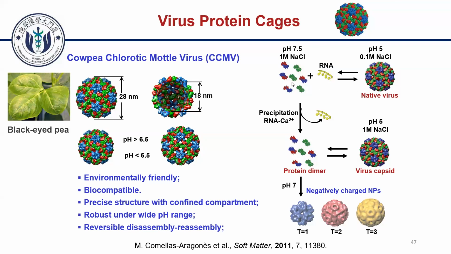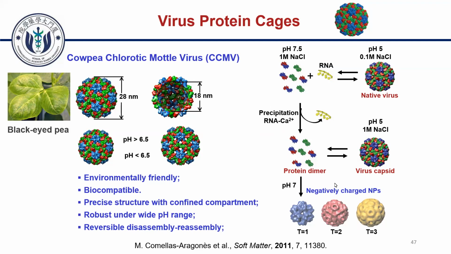And when we increase the pH from 5 to 7.5, we are also increasing the electrostatic repulsion between the protein units. That's also one of the reasons why this CCMV disassembles under high pH. Then we can remove the RNA by calcium ion precipitation and centrifugation. Then we can remove the RNA precipitate and get pure protein dimers.